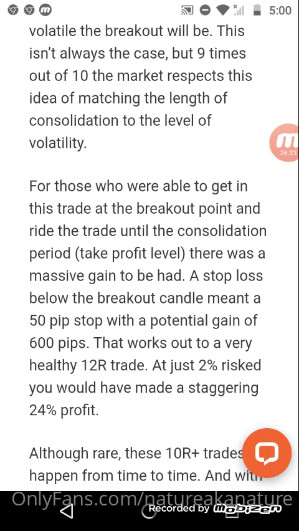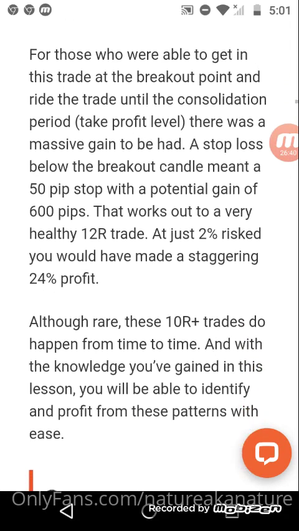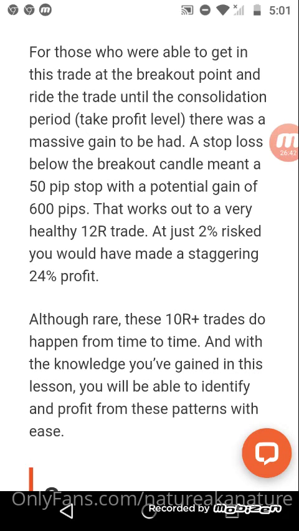Although this is rare, these 12 reward ratio trades, or even 8 reward ratio trades, do happen from time to time. With the knowledge you have gained in this lesson, you'll be able to identify and profit from these patterns with ease. To sum it all up, I hope this lesson has opened your eyes to what's possible with a simple Forex breakout strategy. Just remember that like any other trading strategy, this breakout strategy is not without flaws.